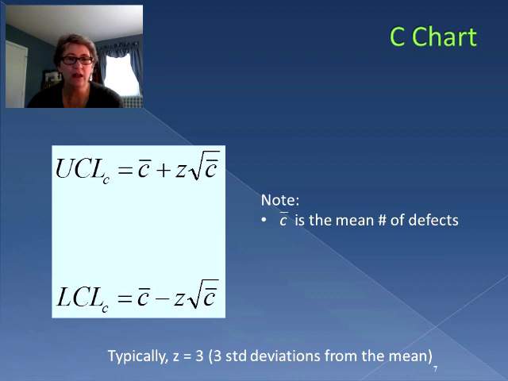So we calculate the upper control limit by using C bar plus Z times the square root of C bar, and the lower control limit of C bar minus Z times the square root of C bar. And typically, again, Z is 3. So we have 3 standard deviations from the mean, and C bar is the average number of defects, or the mean.